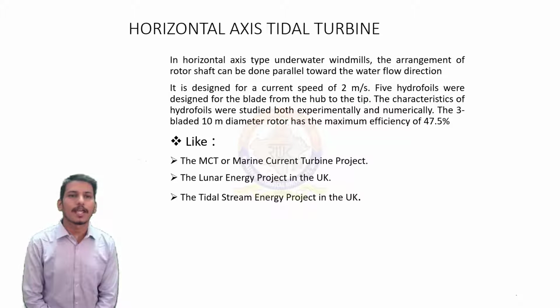In a horizontal axis type underwater windmill, the rotor shaft is arranged parallel to the water flow direction. It is designed for a current speed of 2 meters per second. Five hydrofoils were designed on the blades from hub to tip. The characteristics of the hydrofoils were studied both experimentally and numerically. The 3-bladed, 10 meter diameter rotor has a maximum efficiency of 47.5%. Examples of horizontal axis are used in the MCT or Marine Current Turbine project, the Lunar Energy project in the UK, and the Tidal Steam Energy project in the UK.